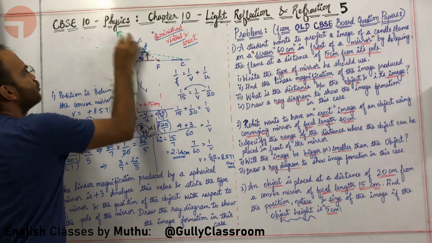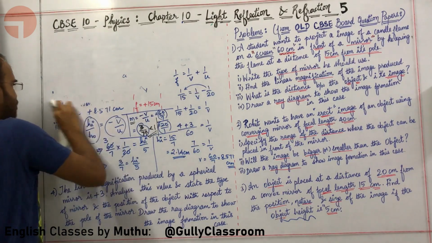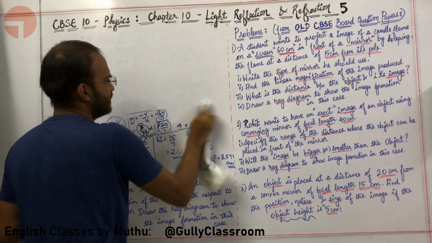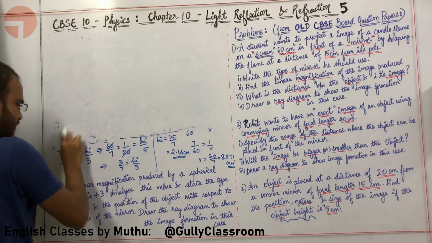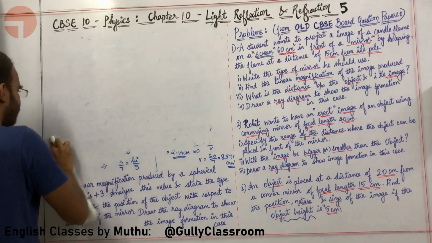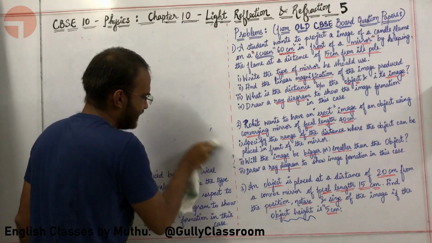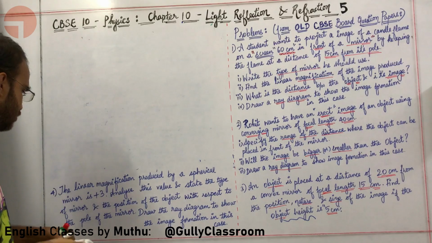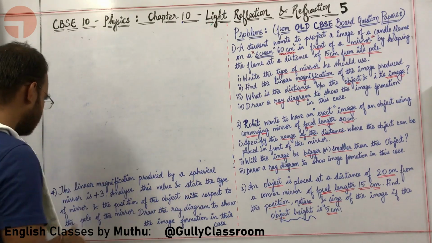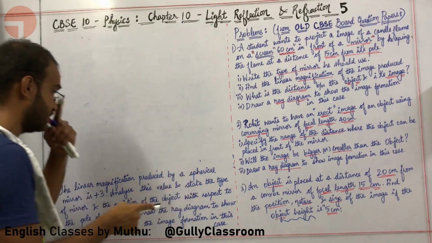Let us look at the fourth problem. With respect to the fourth problem, what are they asking? The linear magnification produced by a spherical mirror is +3. Analyze this value and state the type of mirror that must be used, and the position of the object with respect to the pole of the mirror. Draw the ray diagram to show the image formation in this case.